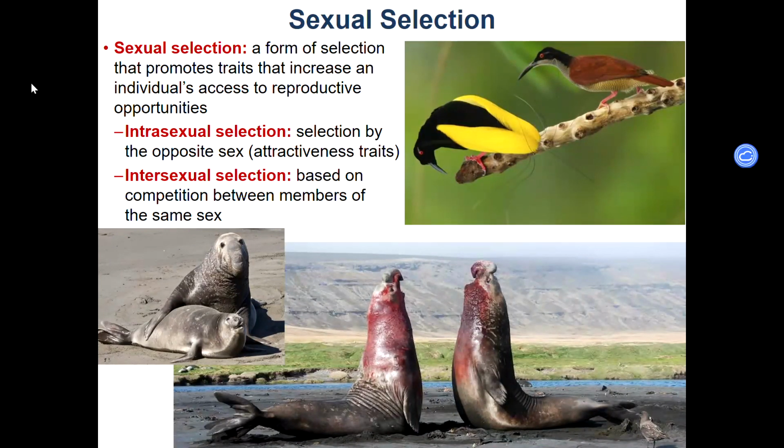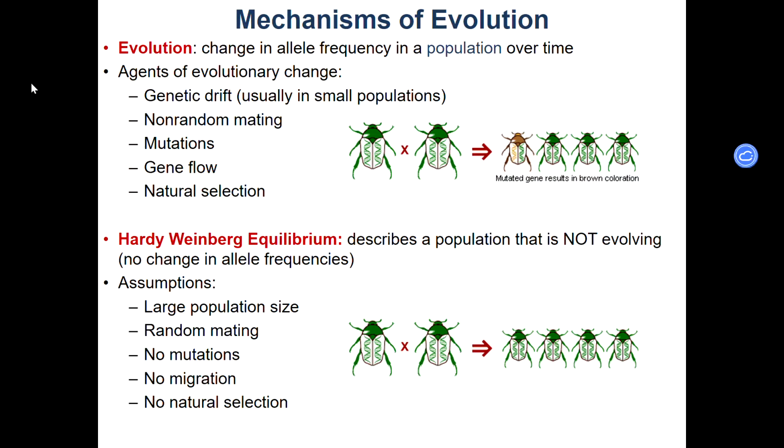So sexual selection, either male versus male, or we have attractiveness going on. And if you want to see some really crazy sexual selection happening, you should watch videos of birds of paradise. The males do all these really crazy dances to attract females. So those are different types of natural selection.